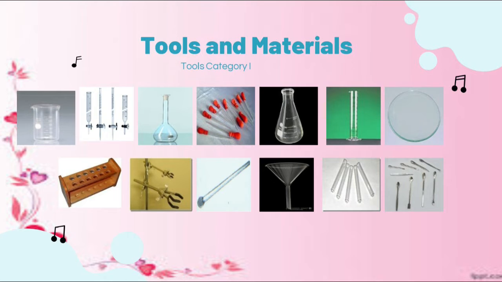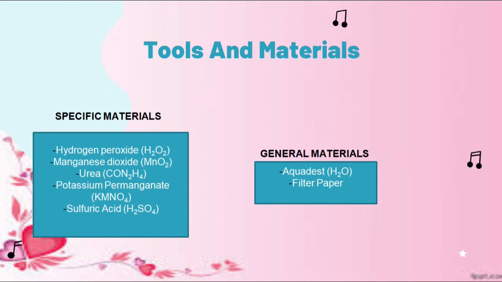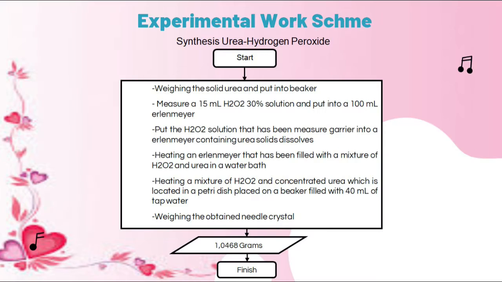The tools used in categories 1 and 2 can be seen in the image below. The specific materials are hydrogen peroxide, manganese dioxide, urea, potassium permanganate, and sulfuric acid, and the general materials are aqua dest and filter paper. Next, the experimental work scheme.